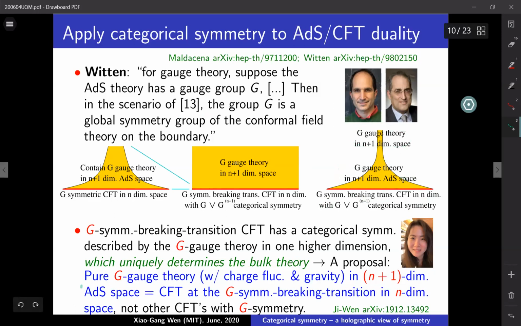Here, it's dangerous to say pure G gauge theory because usually pure G gauge theory means a gauge theory with only flux, no charge. But here, I think we should allow charge. When I say pure G gauge theory, it means we have a charge and a flux, but no other field. So the pure really means this. Therefore, this pure G gauge theory in the AdS space may correspond to this particular G symmetry breaking CFT. And this picture may generalize.